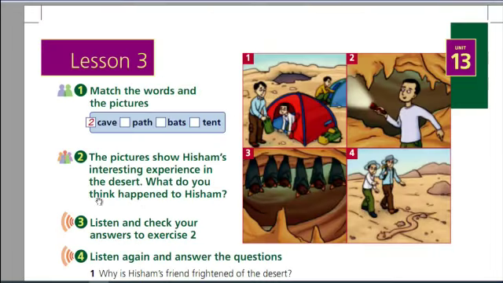Now, in lesson 3, on page number 21, match these words and the pictures. We got here number 1, tent. 2, cave is already answered. 3, bats. 4, path. Okay.